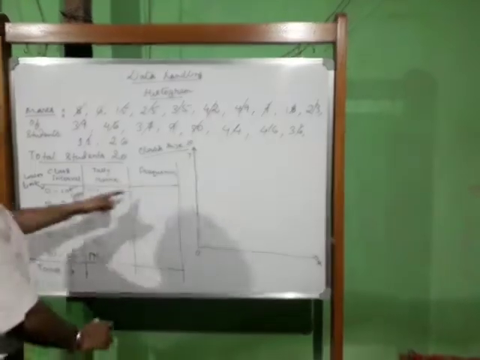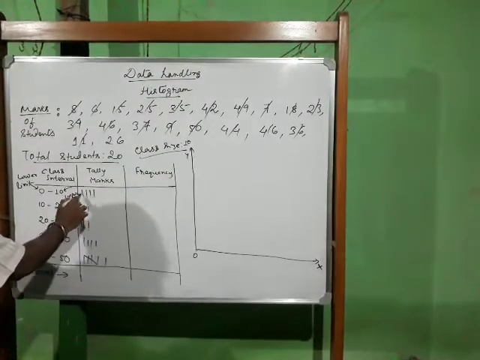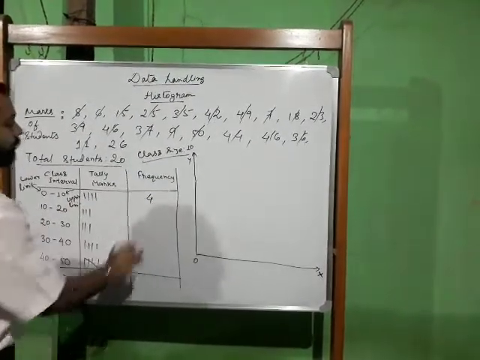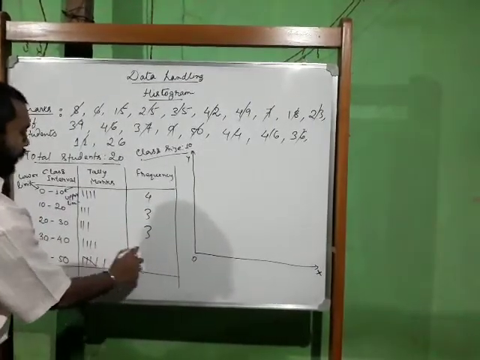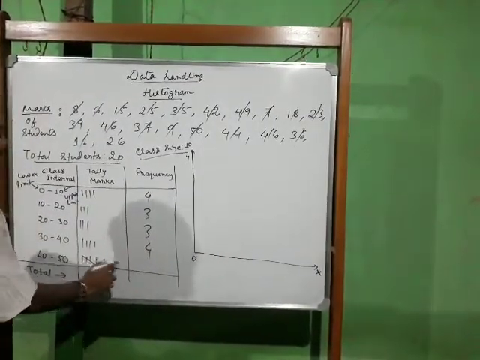Now you count. This is called frequency, because in this interval you see 4 tally marks are there, so the frequency will be 4. Next it will be 3, then again 3, then 4, and then 5 plus 1, it is 6.